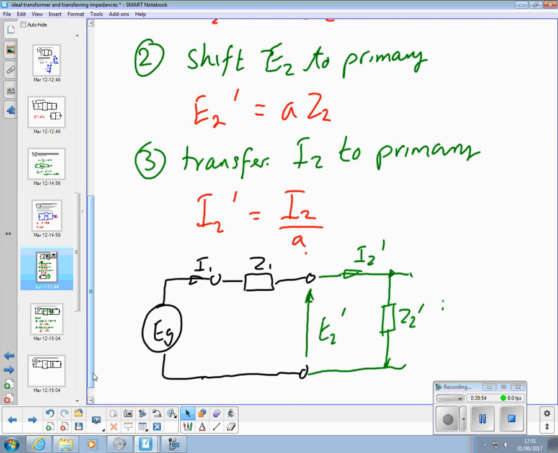You have to transfer everything, including the generator, over to the secondary side, and then you could do your calculations and transfer back, and that would be exactly the same thing, except the other way round. All right? So that's the principle of it.